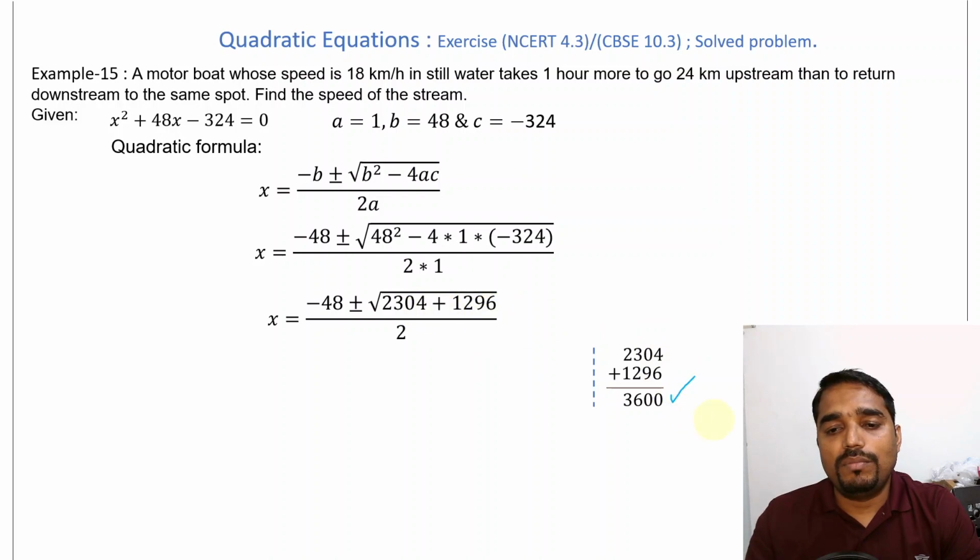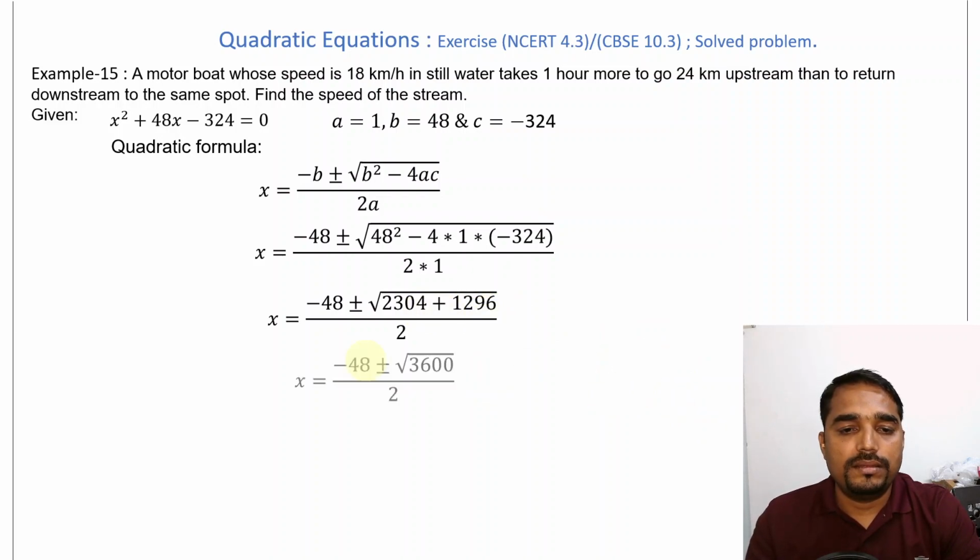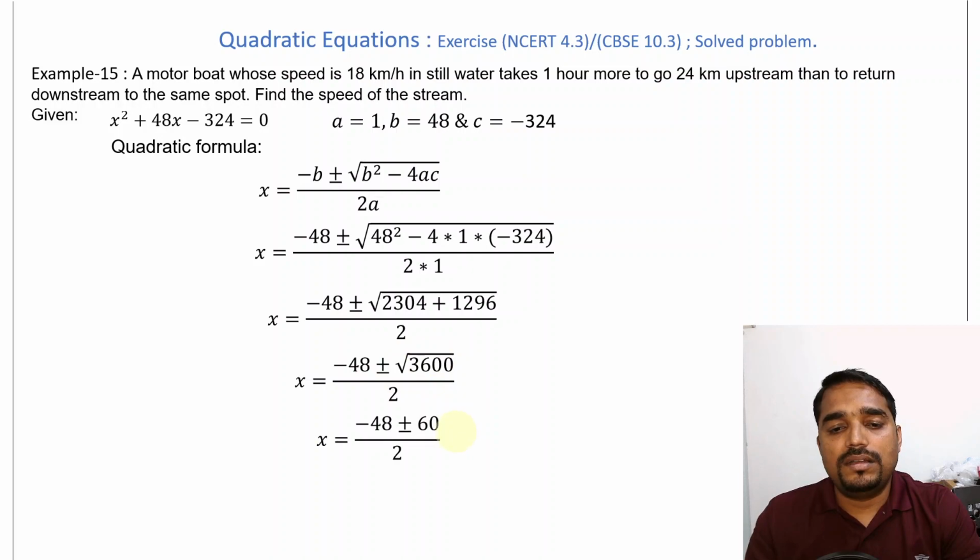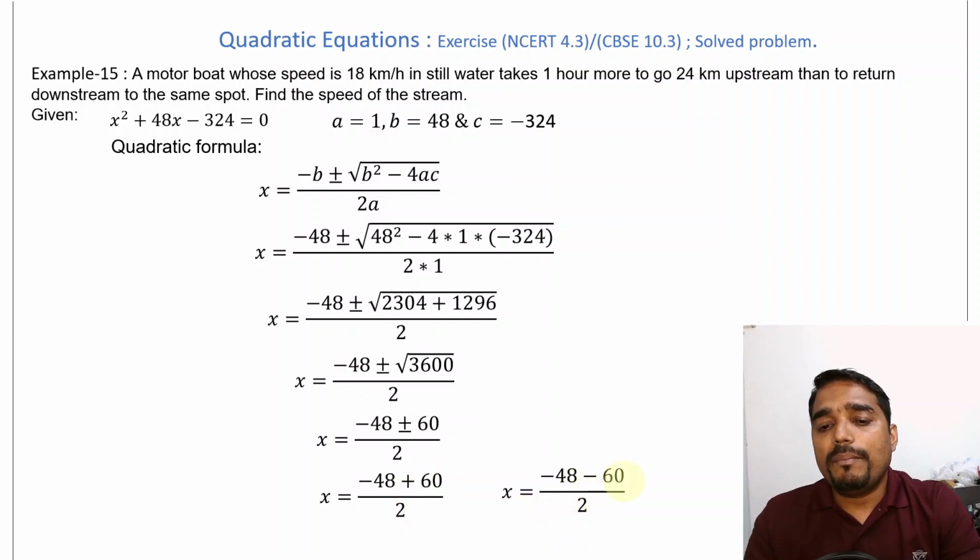So replace these two numbers by 3600 within the square root. That is, x = (−48 ± √3600) divided by 2. 3600 within the square root is actually 6 sixes are 36, that is it is 60². So the square and root would get cancelled. We would be ending up with the number 60, that is (−48 ± 60) divided by 2, or x is equal to (−48 + 60) divided by 2, and x is equal to (−48 − 60) divided by 2.